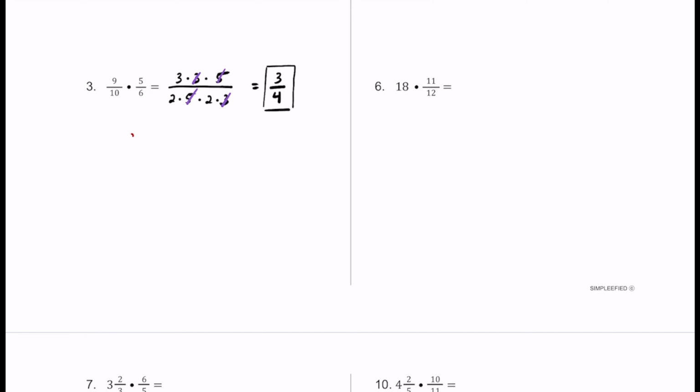Now, if you wanted to use cross-canceling, you could take this 9/10 and multiply that by the 5/6 and look to see if they have any common factors. Now, it looks to me like 5 and 10 can both divide by 5.